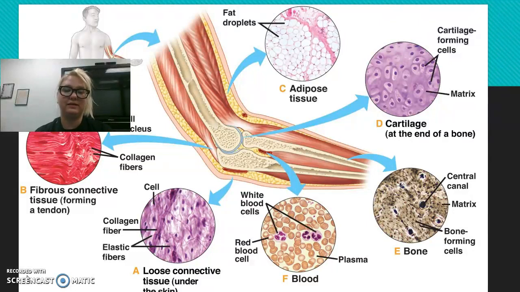Then we have loose connective tissue. Loose connective tissue is also known as areolar connective tissue. So in your presentation, you might see areolar connective tissue. This actually makes up your second layer of skin underneath your stratified squamous.